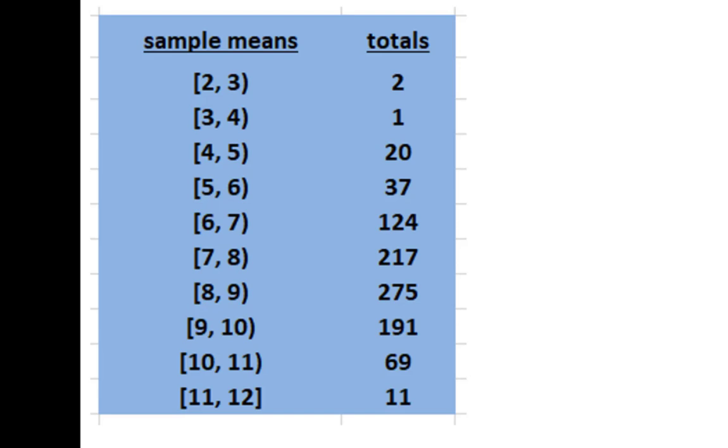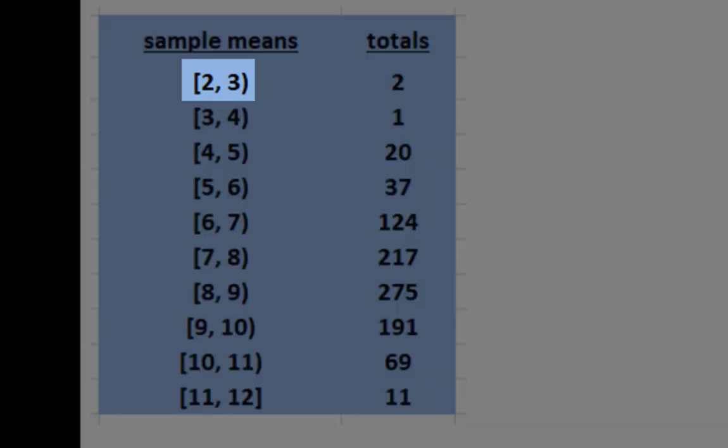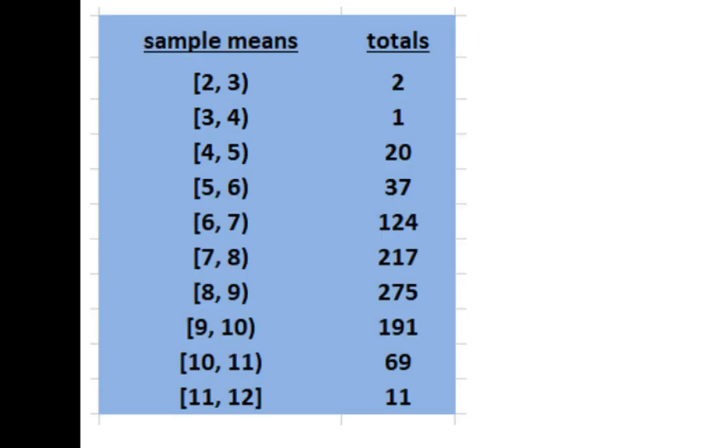So the first region starts at 2 and goes up to but doesn't include 3. The next region starts at 3 and goes up to but doesn't include 4, and so forth and so on and so forth. So in other words, in this particular set of data, there were 2 occurrences over the time I've done this experiment where the average sample means came in between 2 and 3. There was 1 between 3 and 4, 20 between 4 and 5, and so forth and so on and so forth. Okay?